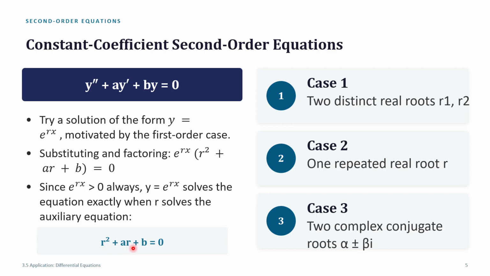This equation is called the auxiliary equation. As this equation is quadratic, there are three possibilities for the roots r1 and r2. The next slide talks about case 1, where there are two distinct real roots r1 and r2. Case 2 is one repeated real root r, and case 3 is two complex conjugate roots, a plus and minus beta i, the imaginary.